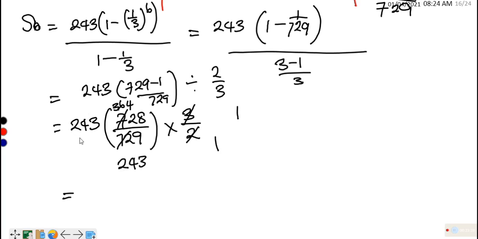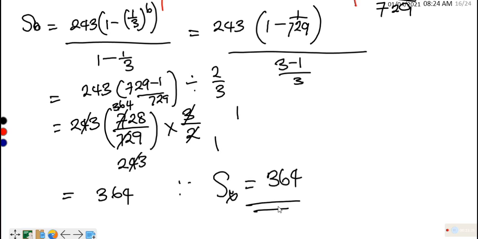Yeah. So this 243 we cancel this 243, and then we have 364. So therefore x6 equals 364, and then we are done with the example. Very easy and straightforward, isn't it?